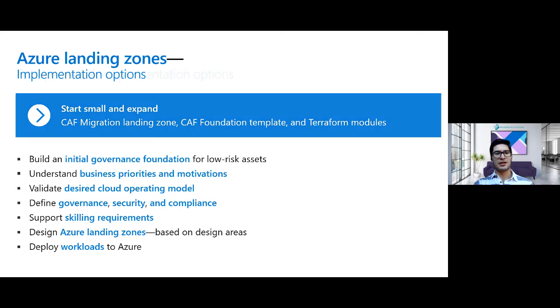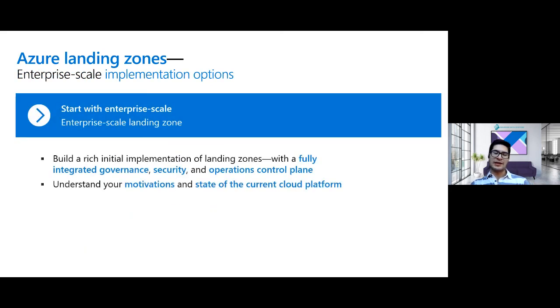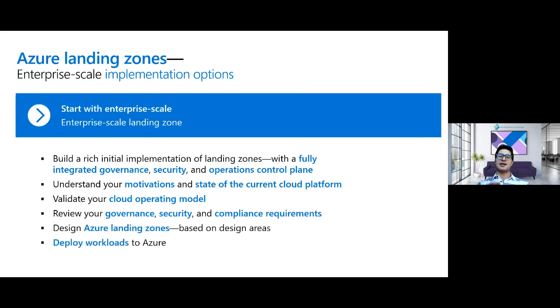If this is not good for you, then we can go with enterprise scale, and that means take everything into consideration right from the beginning. So going back into the cloud operation models, if you are, for example, a global company that has all those different cloud operation models, you'll maybe benefit from this enterprise scale model.